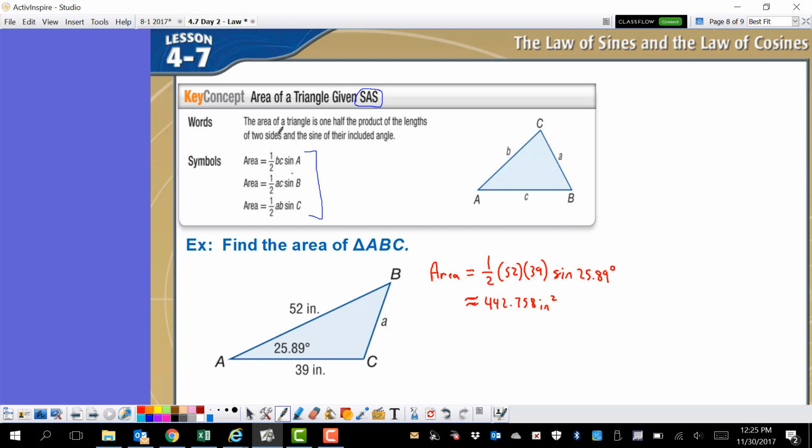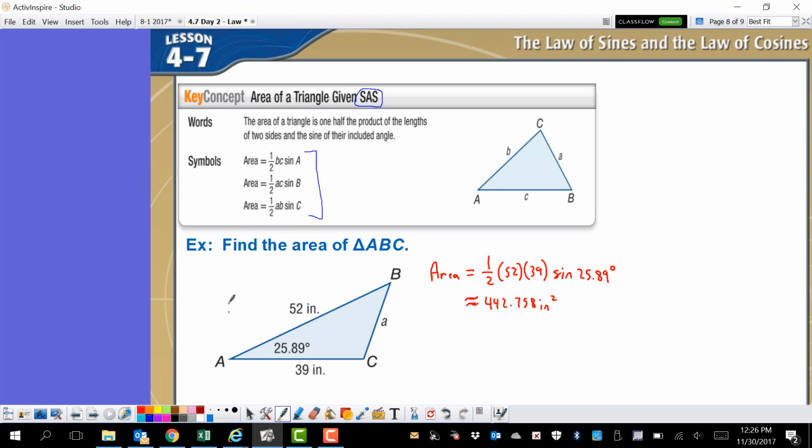So really, all three of these are the same. To find the area, you take 1/2 times 2 of the 3 sides times the sine of the angle that's in between those 2 sides. Okay, so for example, if you look at just this first equation, it's 1/2 BC sine A. B and C are located over here, and angle A is in between B and C. So if you remember that pattern, that it's 1/2 times 2 side lengths times the sine of the angle in between, you really will remember all these without actually having to memorize them.